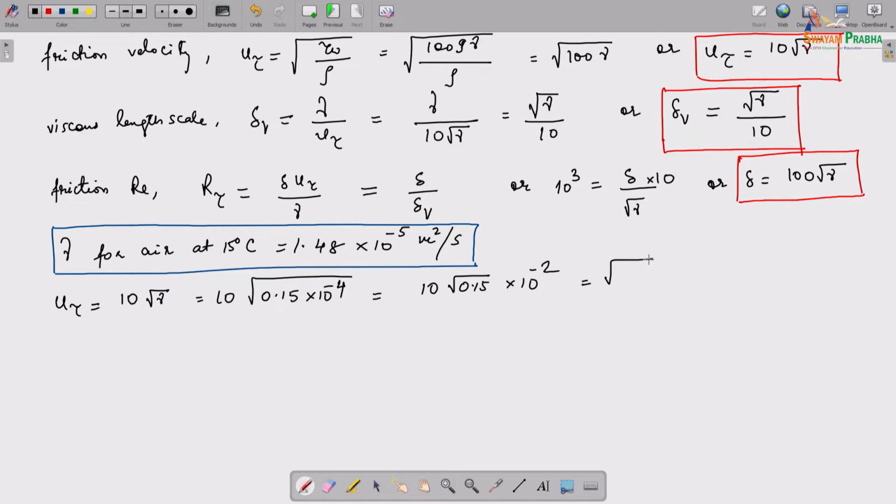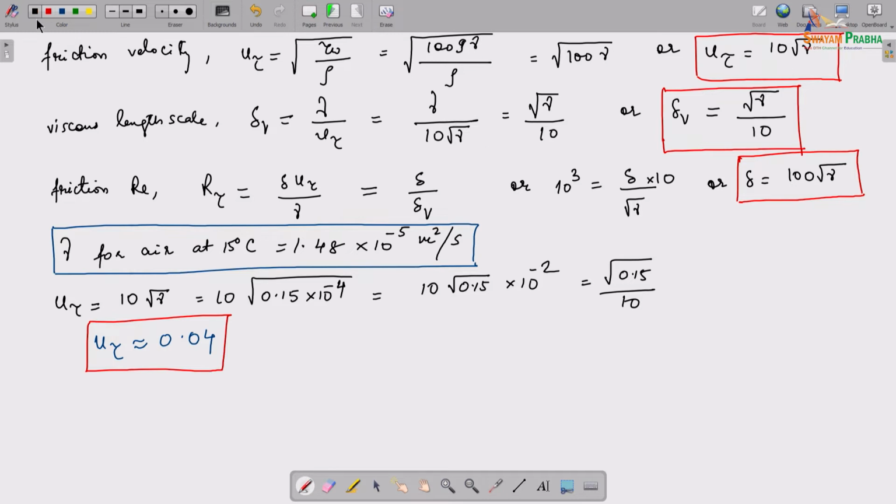Or you can say this is equal to this. Okay. So, u tau is equal to, so these are values for a boundary layer which is formed by air, right. So, this is u tau for the given velocity profile. This is what we get. Okay, u tau is this.